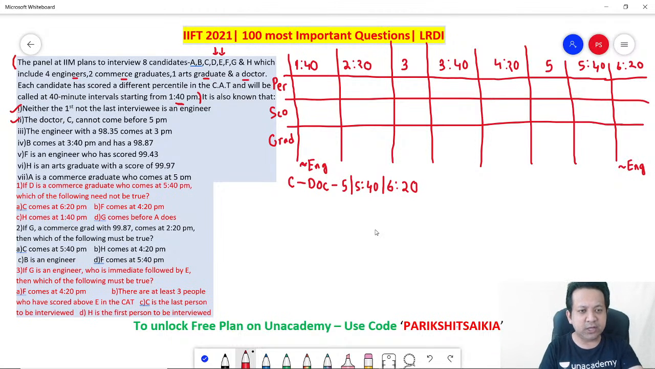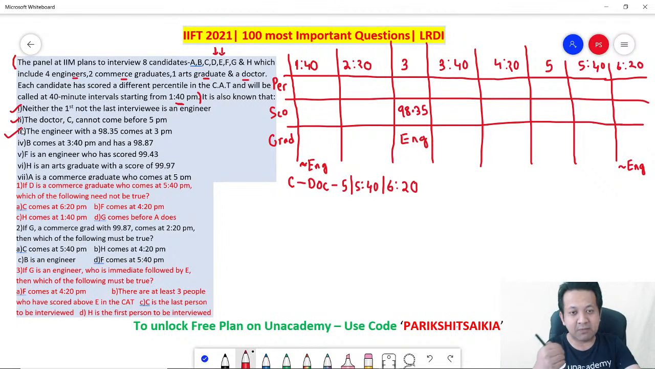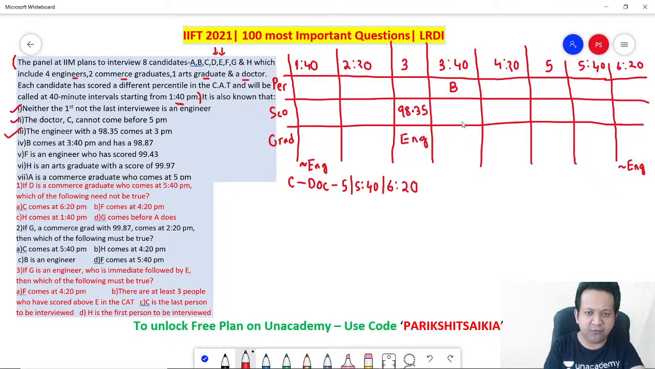Next, the engineer with a 98.35 comes at 3 p.m. Okay, let's write it down. Graduation is engineer, and the score is 98.35. So point 3 has also been taken care of. Whenever I read something, I note it down so that you don't have to reread the same thing again and again. B comes at 3:40 p.m. and has a 98.87. So this is B, 3:40, and score is 98.87. Correct?